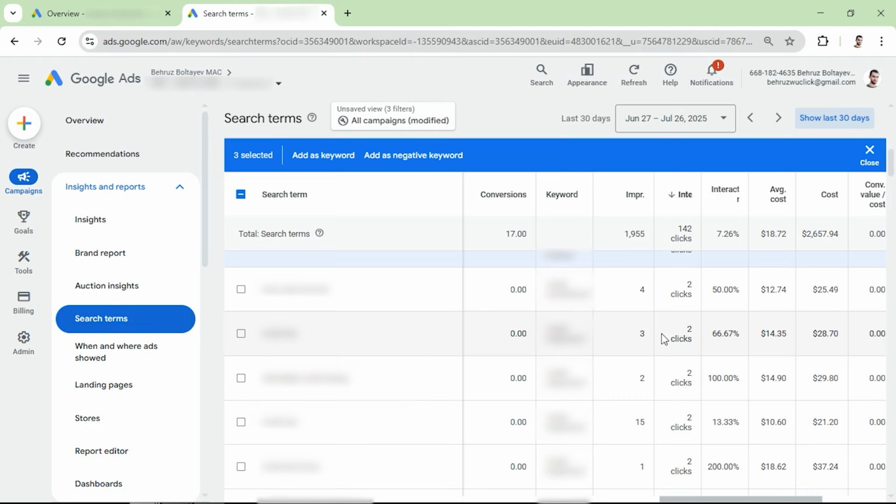So that's how you can find those kinds of keywords from the search terms report. And you can do the exact same thing by going to the keyword planner and finding cheaper but higher quality keywords, so that you can add them as your target keywords with a cheaper cost per click, and overall that can result in a cheaper cost per phone call.